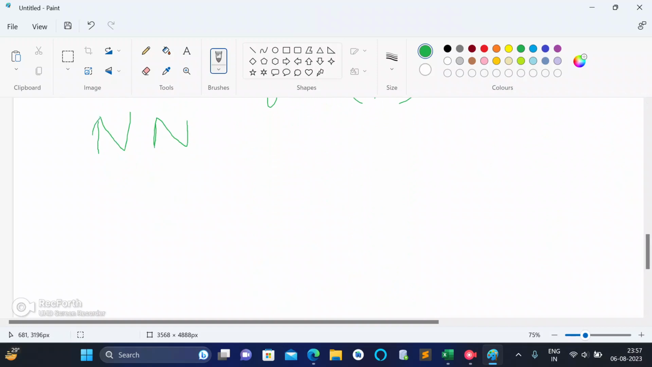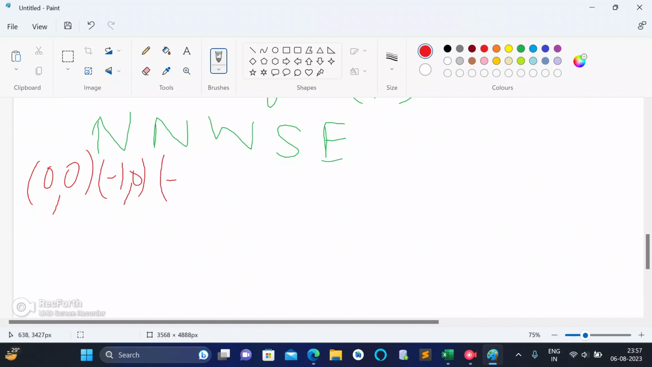So if we are given something like N N W S E, initially we are at 0, 0. When we are saying that we are moving to north, then our coordinates become -1, 0. Then again we are saying move to north, then our coordinate becomes minus 2 comma 0. Then we are saying move to west, then our coordinate becomes minus 2 comma minus 1.